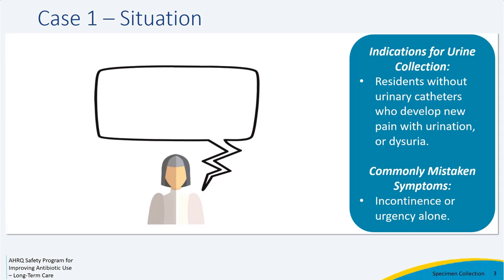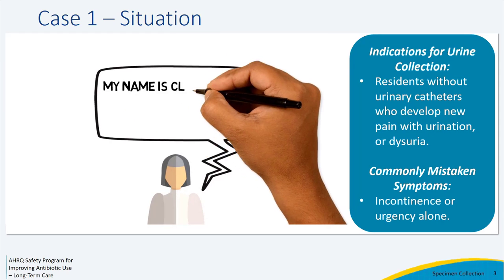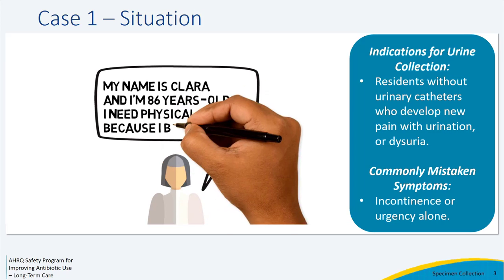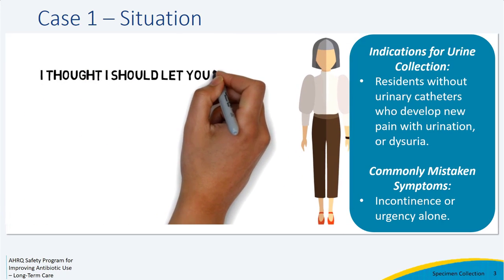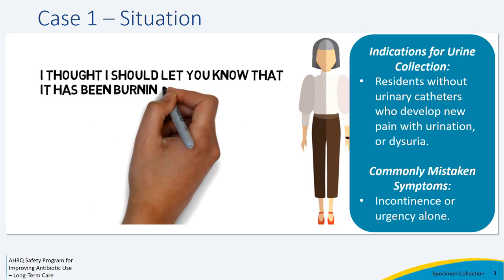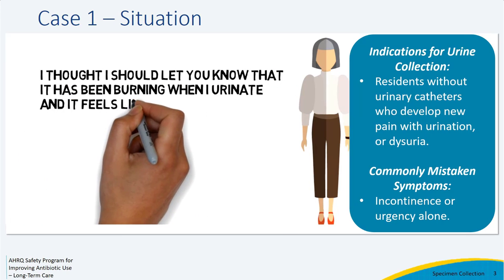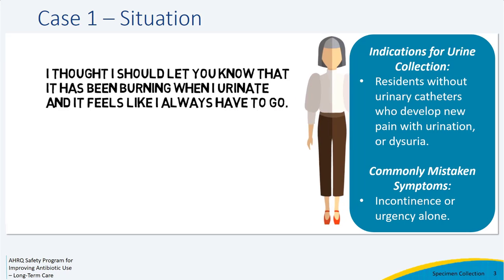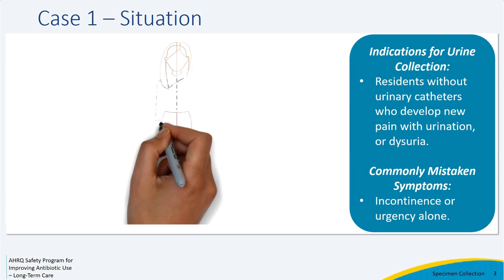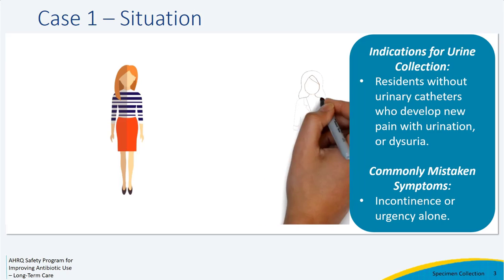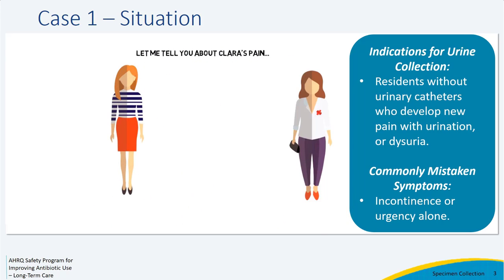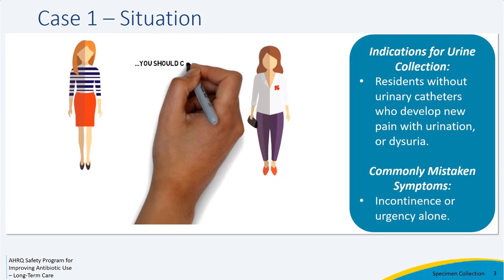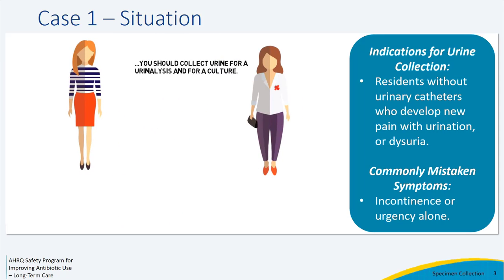Clara is an 86-year-old resident who is in your facility for physical therapy after she broke her hip. Today, she tells you it burns when she urinates and she feels like she always has to go. You tell the provider about Clara's pain with urination, dysuria, and urgency. She asks you to collect a urine sample for urinalysis and for culture.